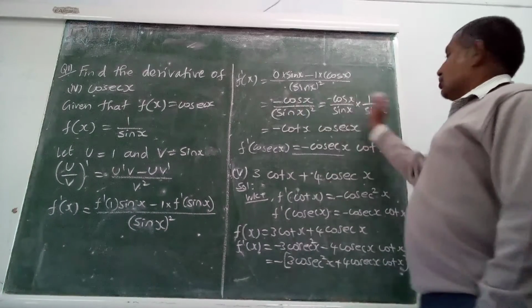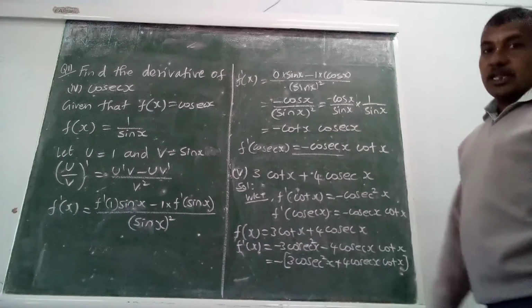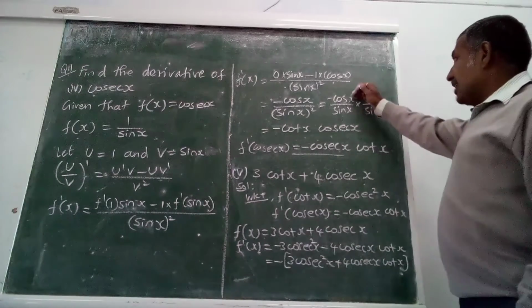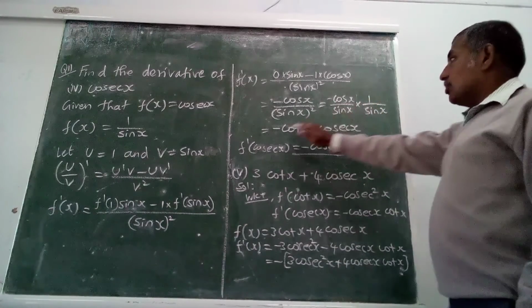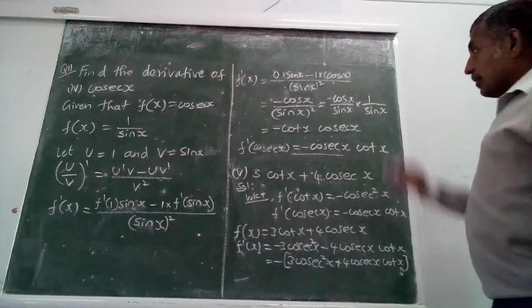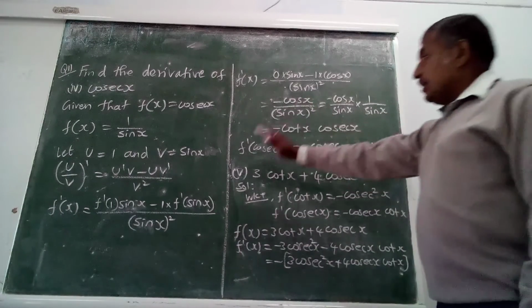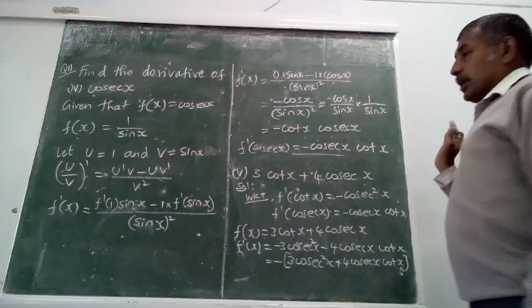So we can make it as two factors: cos x by sin x into 1 by sin x. We know that cos by sin is cot, so minus cos x by sin x is equal to minus cot x, and 1 by sin x is cosecant x. So from this we can conclude that when we differentiate cosecant x, we get minus cosecant x cot x.